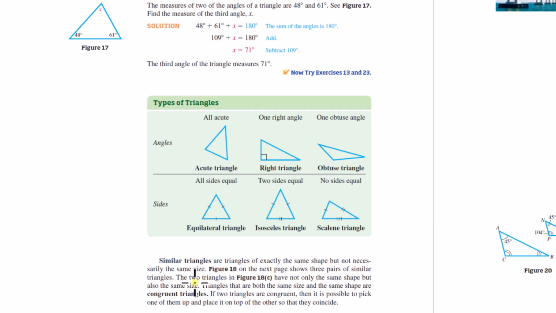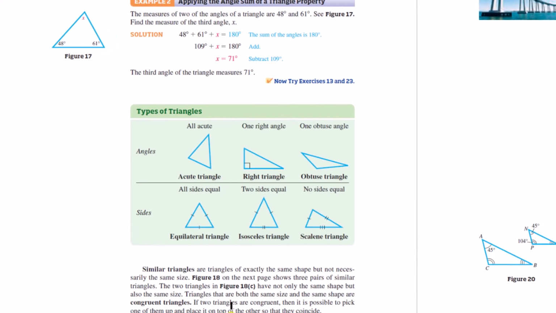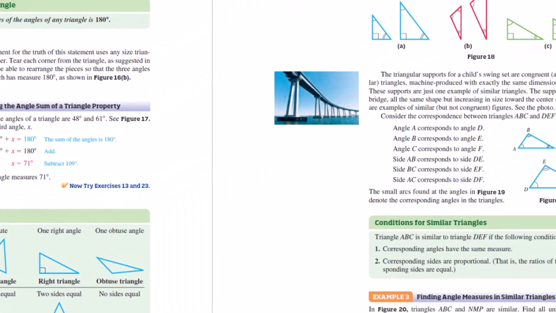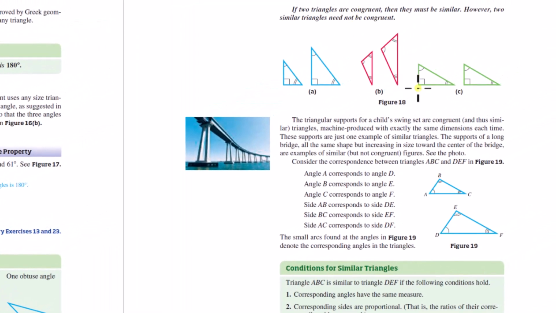The two triangles in figure 18C have not only the same shape, but the same size. Triangles that are both the same size and the same shape are congruent triangles. If two triangles are congruent, then it is possible to pick one of them up and place them on top of the other so that they coincide. All right, so yeah, all of these are similar, but these are the exact same triangles. They're congruent. These are not the same size, but they're similar.